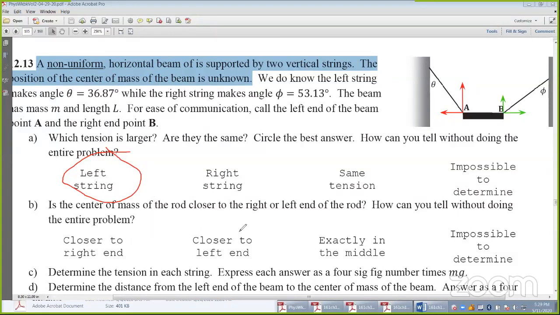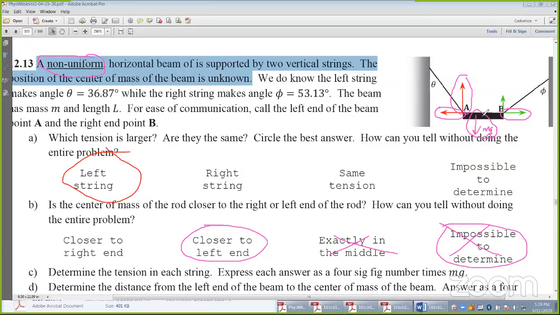So I would say it's closer to the left end here. And again, it says it's non-uniform, which is what tells you it doesn't have to be exactly in the middle. And at first, it probably seemed like it was impossible to determine, but it turns out that's not true either. Notice all of this started from getting this component and this component to be equal. And then from there, you say this one has to have a bigger vertical, and that's what tells you this one's pulling more up. The weight's probably closer to that side. So I'm going to stop there on that.